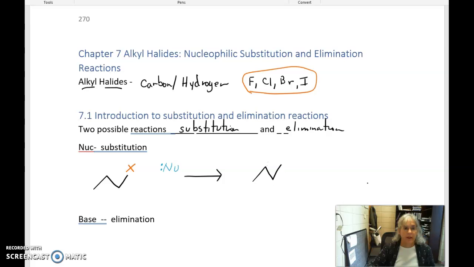It's going to have the nucleophile attached, and the halide is going to be ejected and alone. Maybe not ejected and alone, but okay. There we go. Get all my charges in there. That's a substitution.